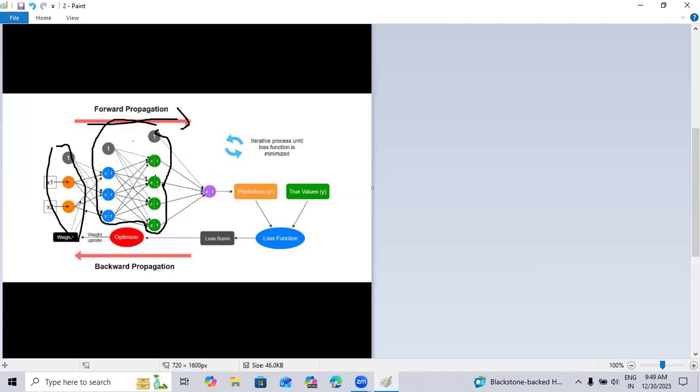If the weights are wrong, it goes backward to find the errors, and which weight caused the loss. Third, the loss function calculates the error. This is the loss score. Fourth is backpropagation, which sends the error backwards. Fifth is gradient descent, which updates the weights.